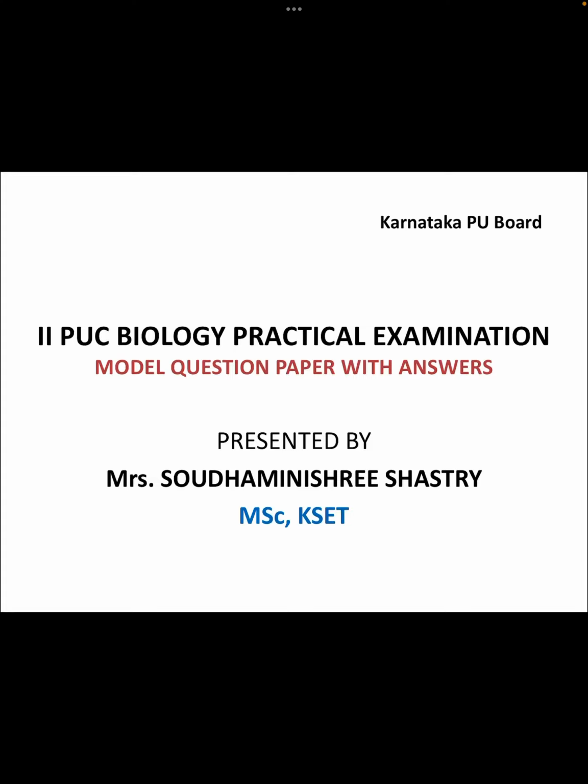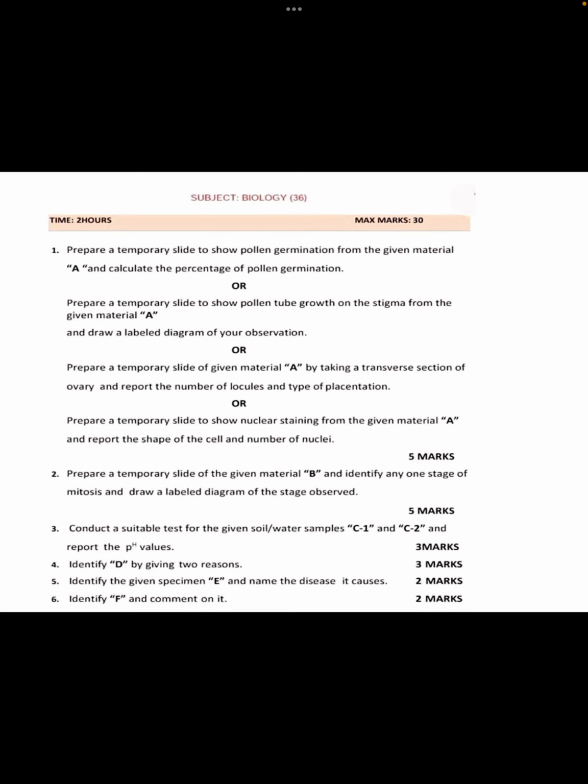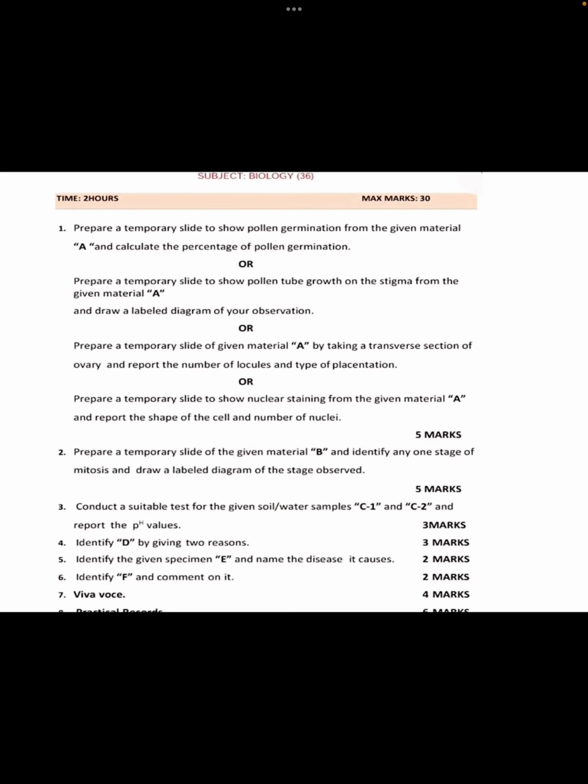Without delay, let's get started. So this is a model question paper for your examination of biology practical. The first question will be a lottery system. You have to pick up a chit and either you will get the question on pollen germination from the given material and calculate the percentage of pollen germination.